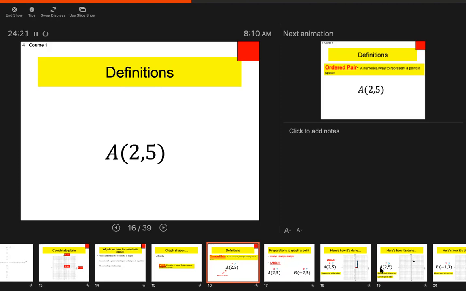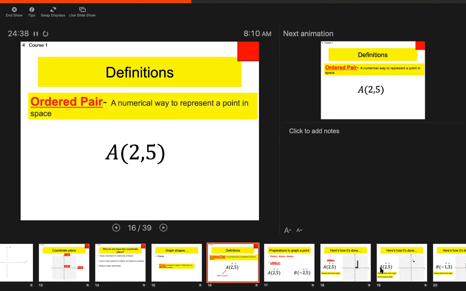It is a point, by the way. This thing right here, an italicized uppercase letter. Remember, points are named after uppercase letters. Two parentheses and a comma and two numbers. This is called a, all right, write this down. This is called an ordered pair. An ordered pair. Oh, by the way, it is a point. It's a numerical way to represent a point in space.